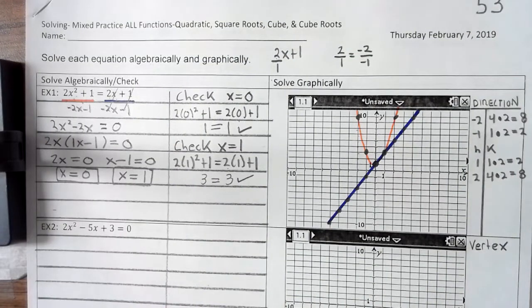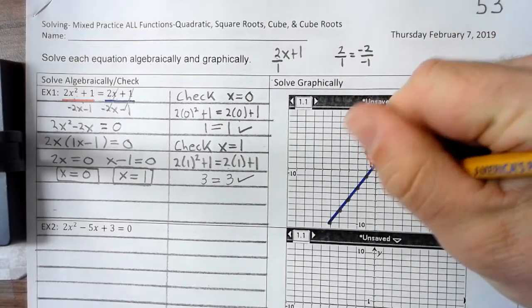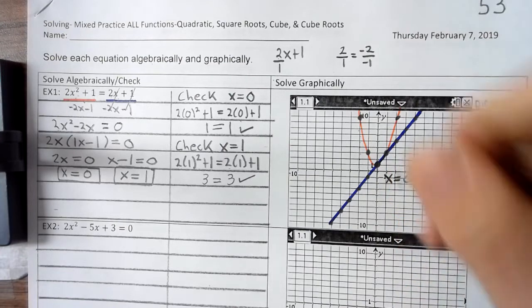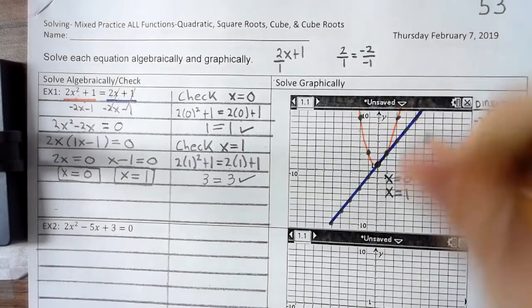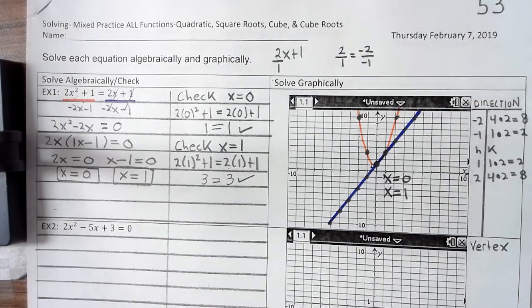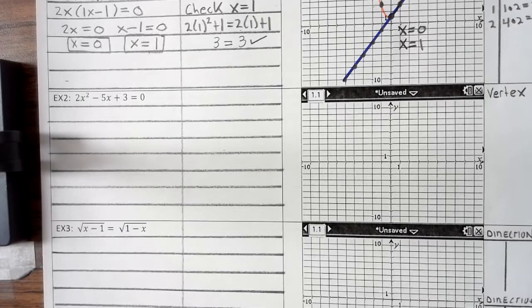So you can see here that they do intersect, and they intersect when x equals 0, and they intersect when x equals 1, which verifies our solution of 0 and 1. Okay, so let's move on to example 2.